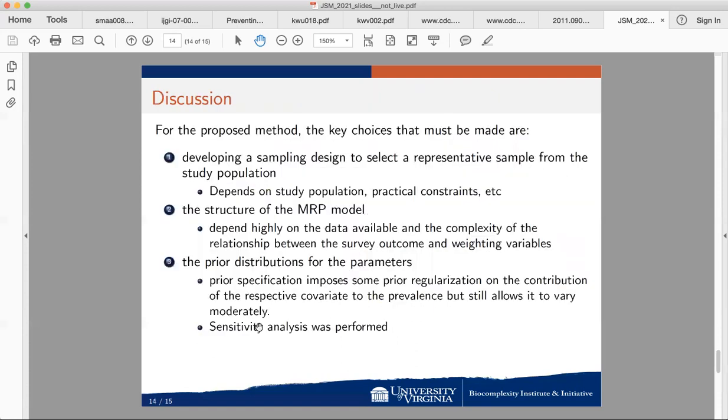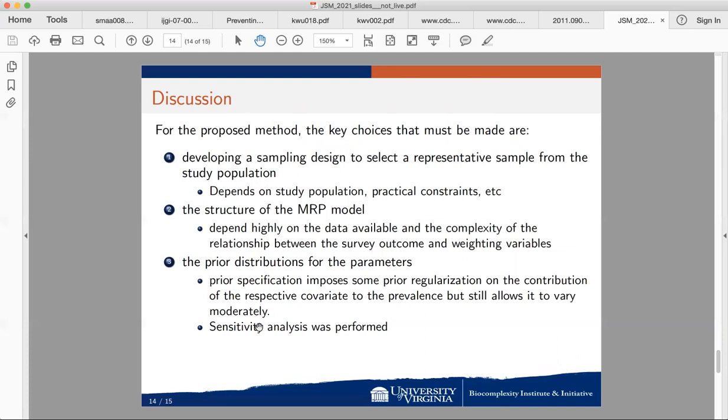So I just want to end with a little bit of discussion. So for the proposed method, there are a couple of key choices that have to be made. The first is, of course, one of the most important. We have to define the population of interest. What is the study population? And then develop a sampling design to actually select a representative sample from the study population. And so this is going to vary wildly depending on the practical constraints, the population, the amount of resources. And so, this is definitely one of the most important choices that have to be made.